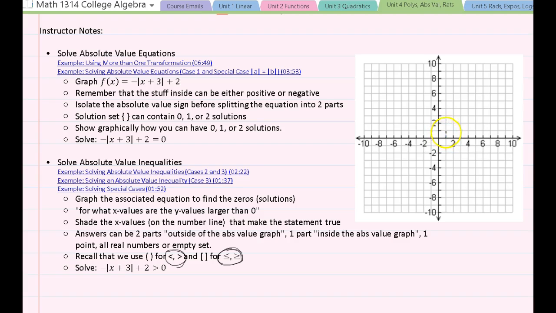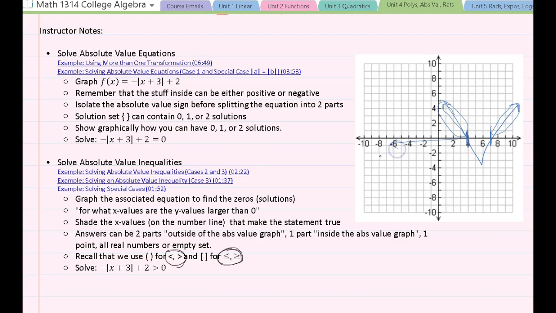Let's say we have an absolute value graph with two x-intercepts. If we make this into an inequality, we can say we want the x values for when the y values are greater than 0. We can see that y values greater than 0 occur to the left of the leftmost x-intercept, as well as to the right of the rightmost x-intercept. This will give us a solution with two intervals.